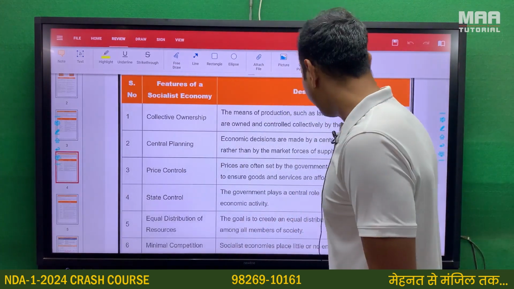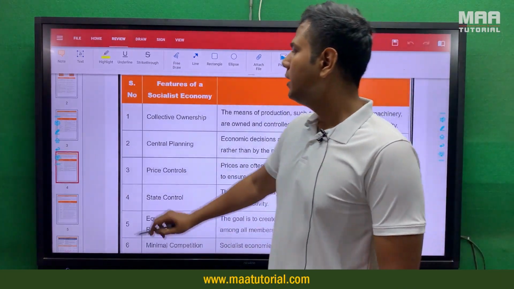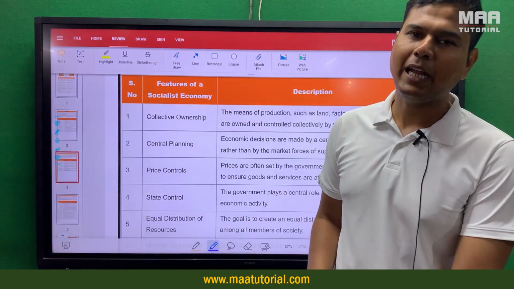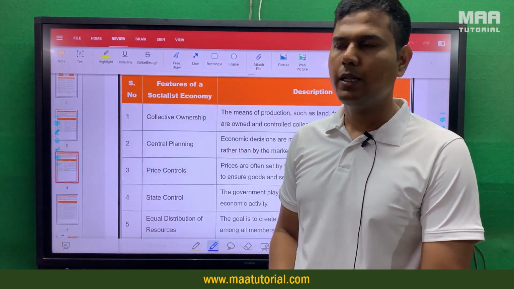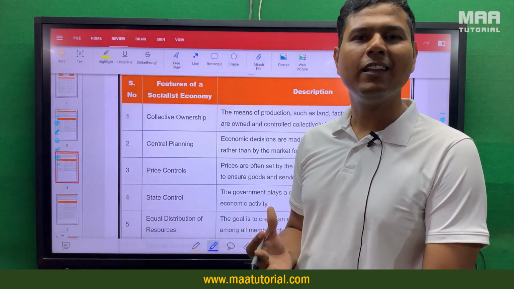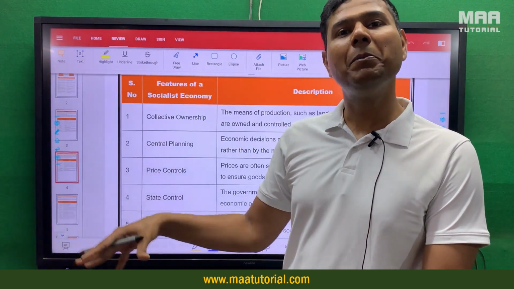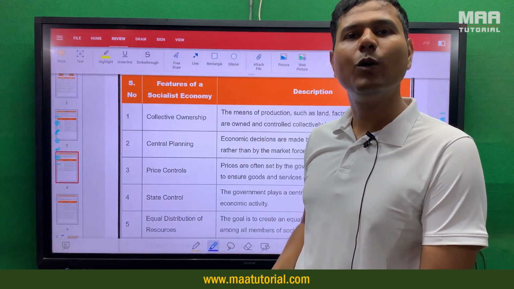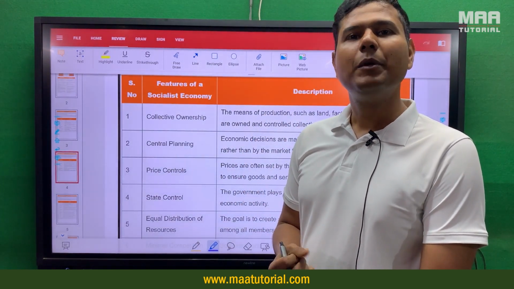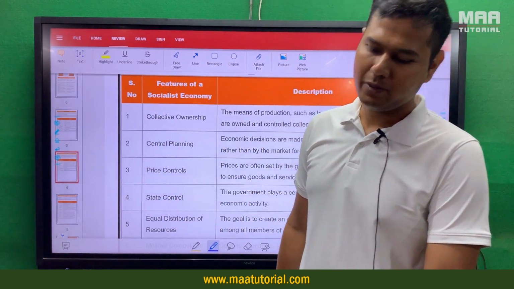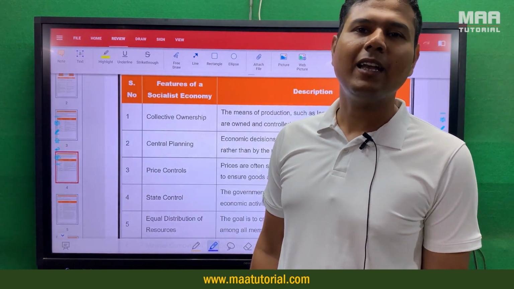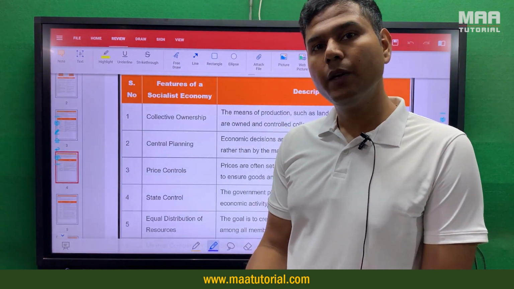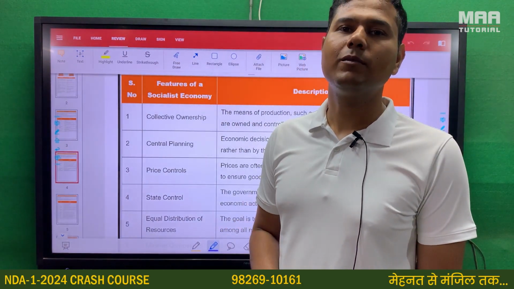See, the idea is in a socialistic economy, there is no concept of private property. That is, I don't own anything. Everything is owned by the people as a whole, right? So how do people as a whole own a property? Let's say there is a coal mine in India. Fine. So now Adani, Reliance cannot own that coal mine. But who owns it? The people as a whole own it. Okay.